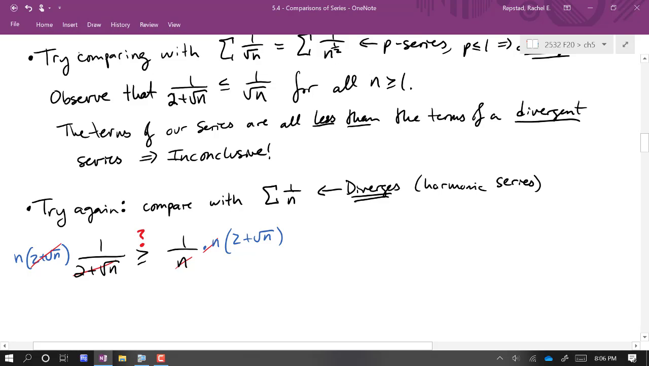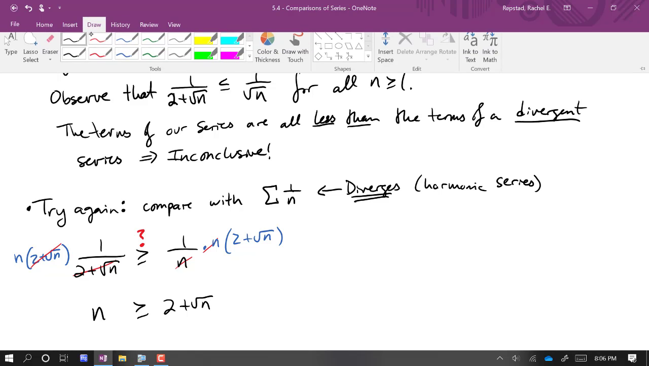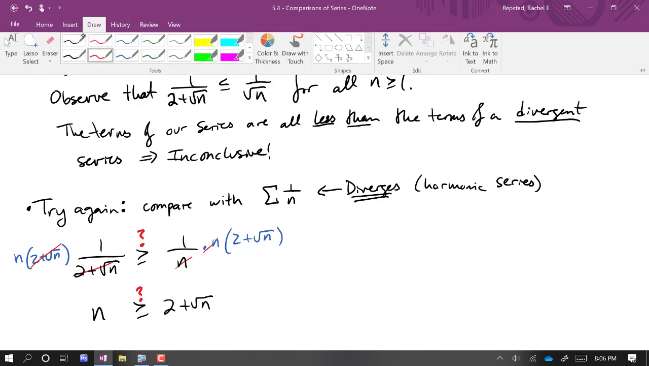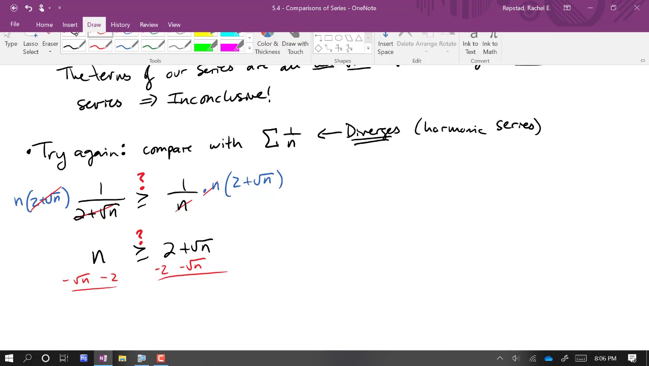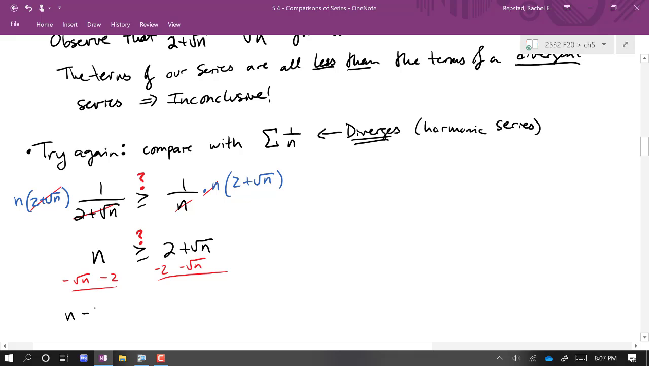Now, because n times 2 plus root n, those are both positive, when I multiply both sides by that, the sense of the inequality will be preserved. So this will look like n greater than or equal to 2 plus root n. Still a question mark. I'm going to subtract 2 and subtract root n from both sides. So we get n minus root n minus 2, and we want to know, is this greater than or equal to 0, or for what values is it greater than or equal to 0?